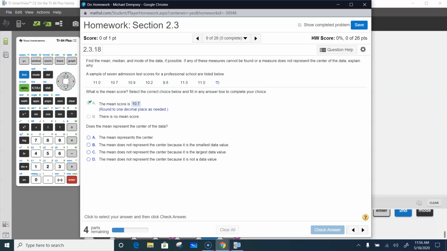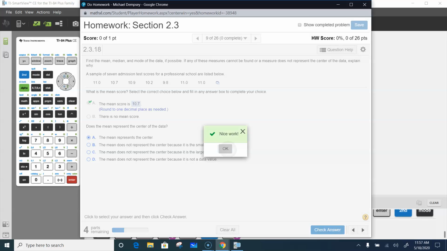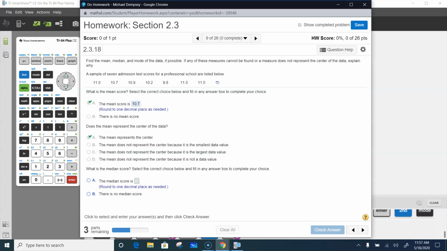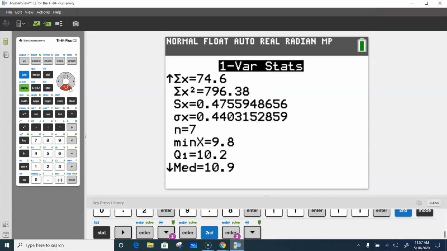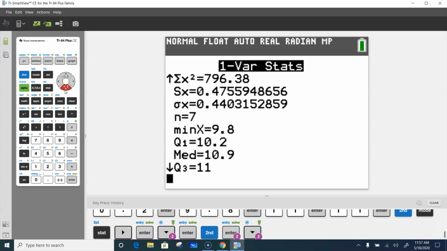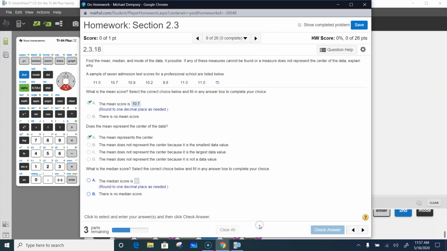Okay. Does the mean represent the center of the data? So certainly the mean or the median would be measures of center. The median is preferable if we have some outliers, but there's no reason to suspect that here. So the mean represents the center. What is the median score? So I can go right back to my calculator and let's see if it'll allow me to scroll down here. Yep, there's the median. It's 10.9, and in fact I have all my 5-number summary, Q1, median, Q3, and then also the max. So the median there is 10.9.